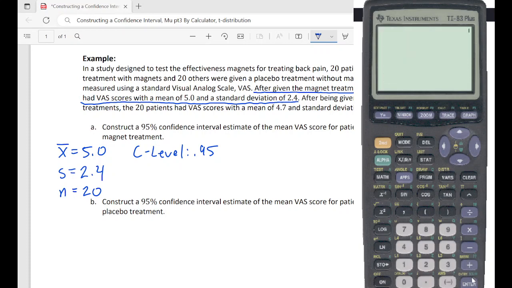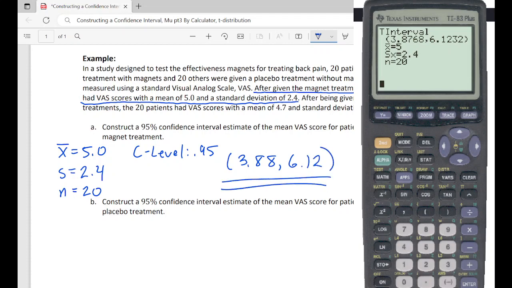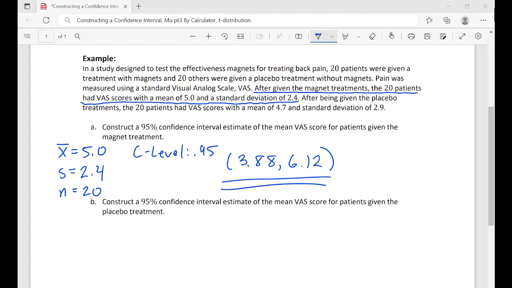So we calculate. It's going to think about it for a second. And then it's going to pop out an answer at the top that says 3.8768 to 6.1232. And I'm going to round to 2 decimal places for these. So we're going to get 3.88 to 6.12 as our confidence interval for this question. So we are 95% confident that the true estimate for the mean VAS score is between these two values here. Now that's for the magnet treatment.